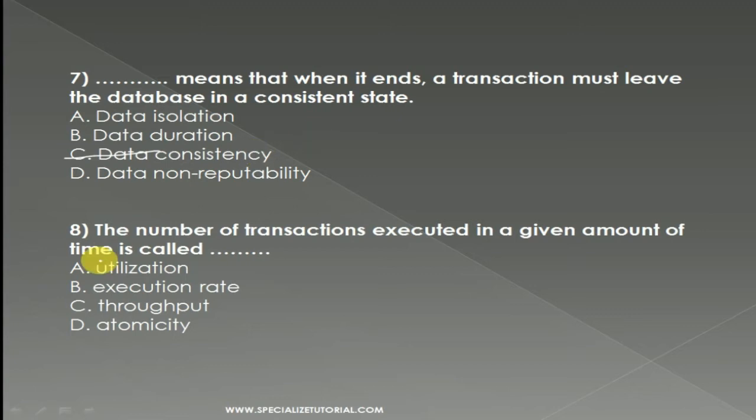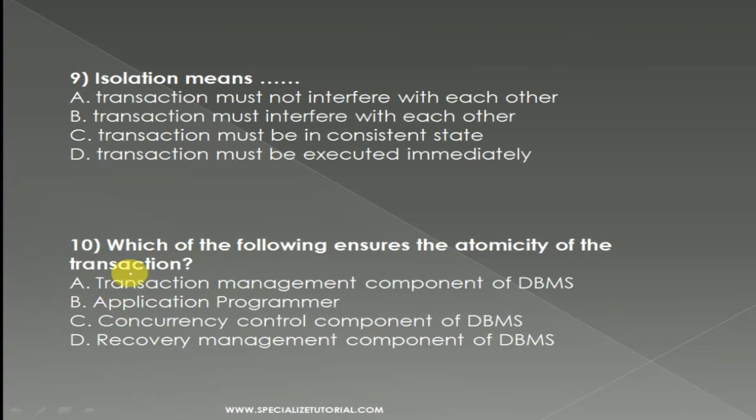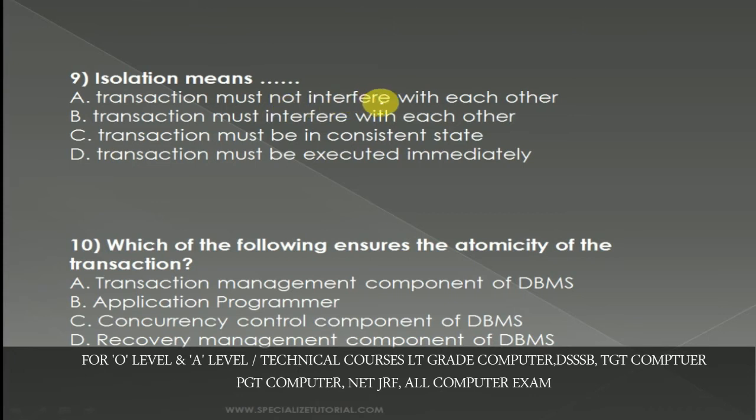Now take question number 8. The number of transactions executed in a given amount of time is called utilization, execution rate, throughput, or atomicity. So throughput, C, is the right answer. The number of transactions executed in a given amount of time is called throughput. Take question number 9. Isolation means transactions must not interfere with each other. This is the right answer. Okay, now take question number 10.